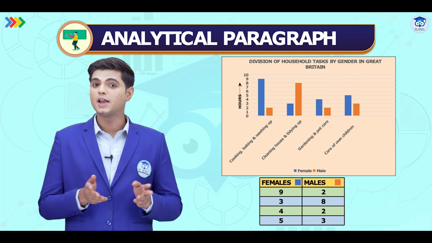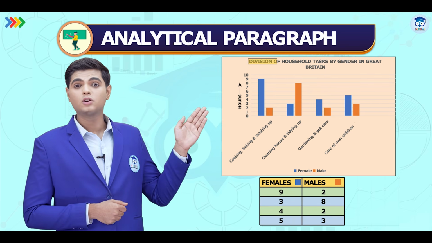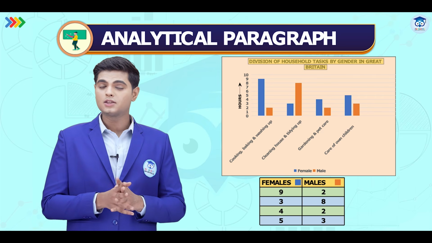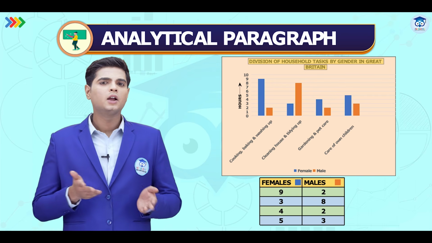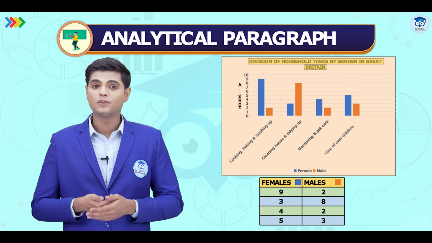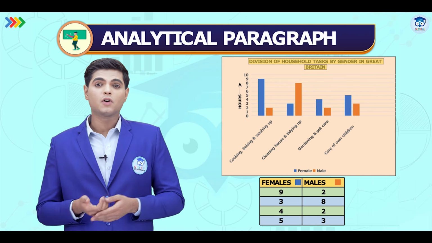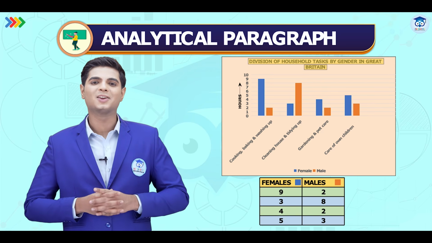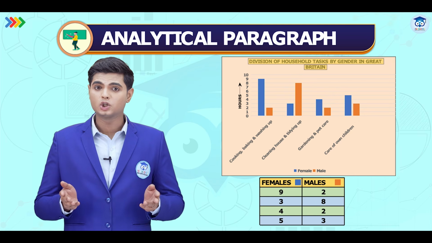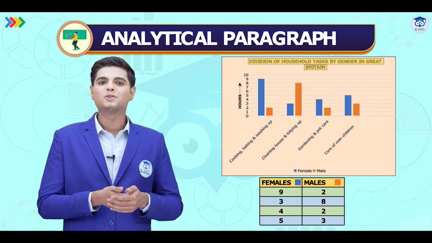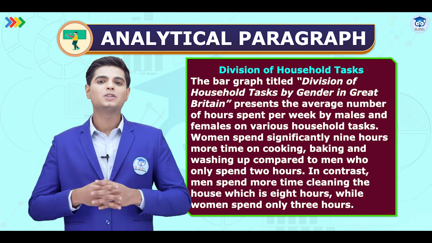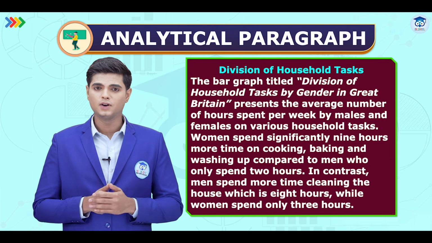Here's the chart for the exercise titled Division of Household Tasks by Gender in Great Britain. It shows various household tasks such as cooking, cleaning, gardening, and caring for children, with separate data for males and females measured in hours per person per day. This visual representation allows us to compare the time spent by each gender on these tasks. Let's now look closely at the bar graph and analyze it further.